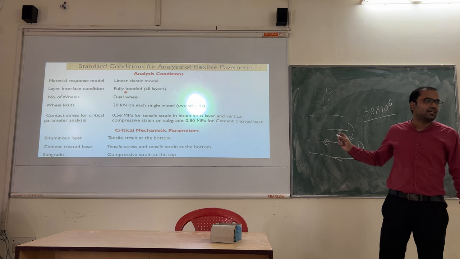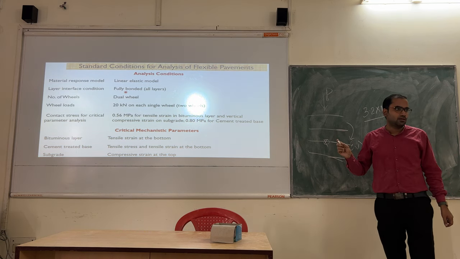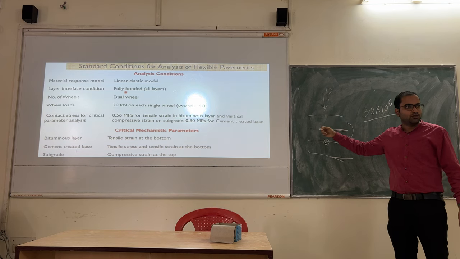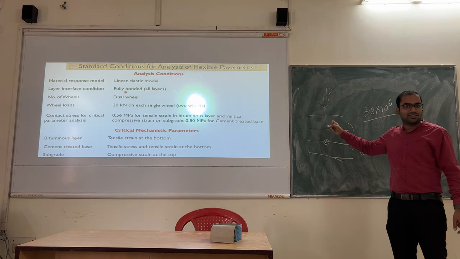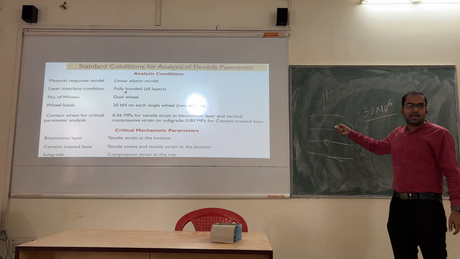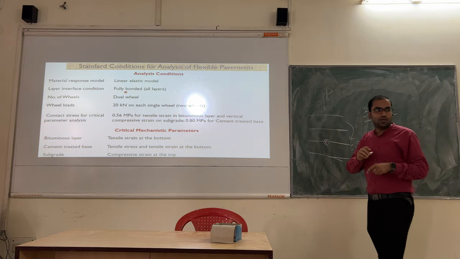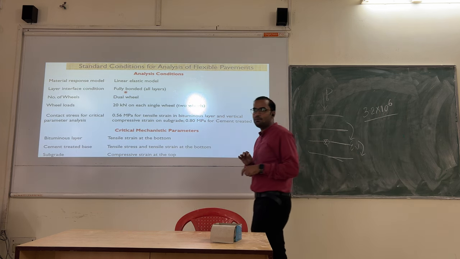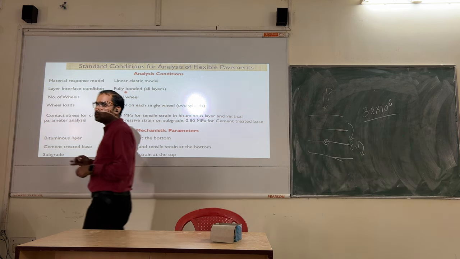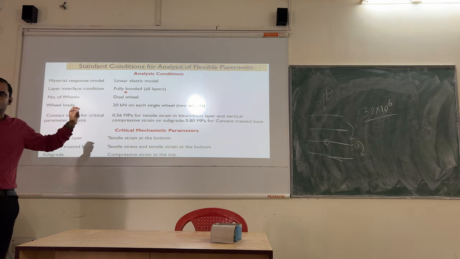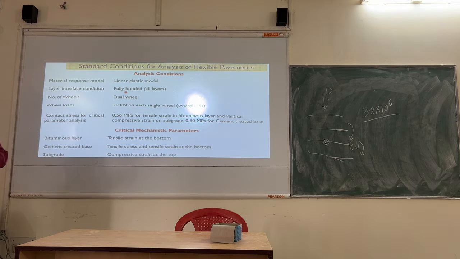So there should be a certain coefficient of friction, because this is a bituminous surface layer. Although you are using tack coat and prime coat, it is still a bituminous layer, and here is your aggregate layer. So between those two different layers, there is a frictional property, so that coefficient of friction will occur. But here in your software, all the simplistic calculations are considered. That's why all the layers are fully bonded.